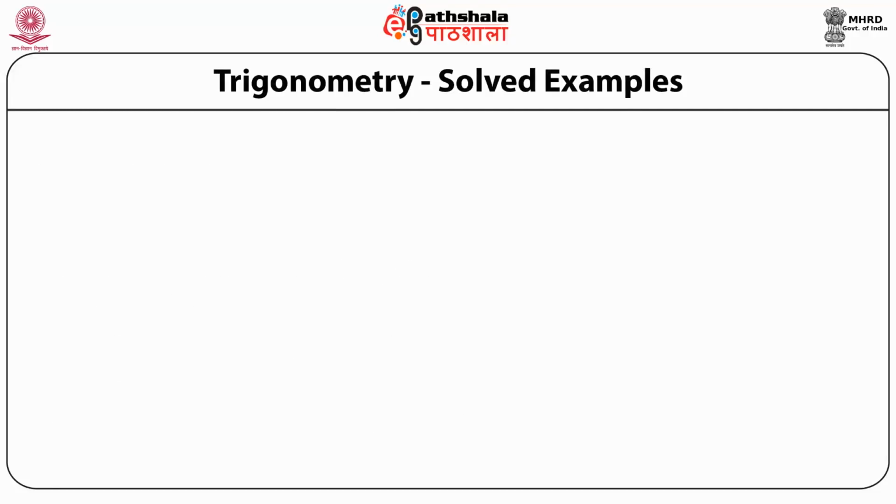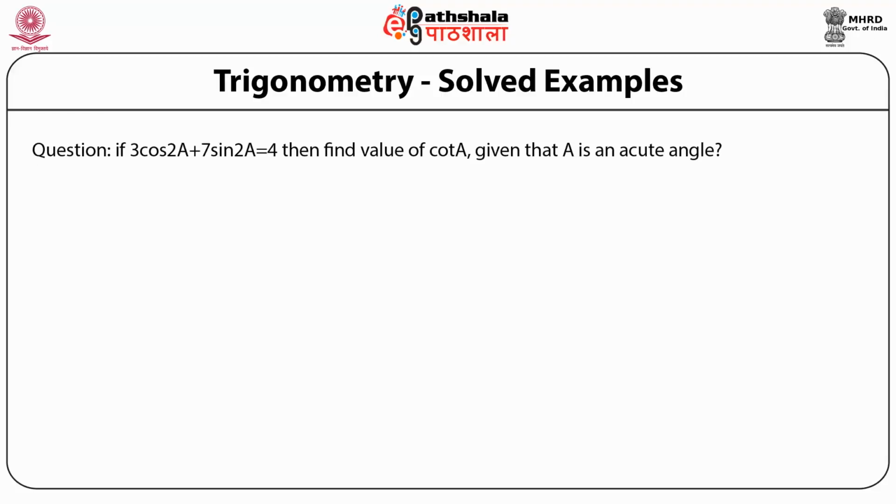We are going to see the last example. The question is, if 3 times cos squared a plus 7 sin squared a is 4, find the value of cot a given that a is an acute angle. Now let's look into the solution.